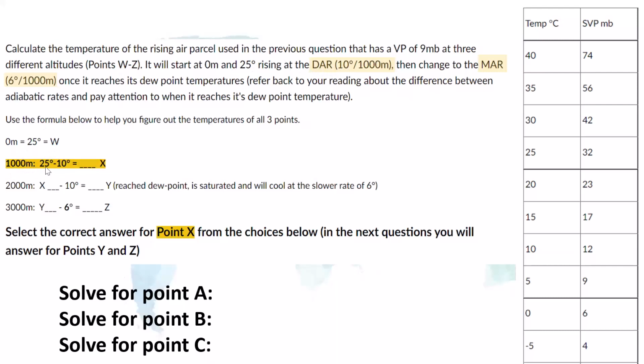I have plugged this in for you, and we know that point X, this should definitely say X through Z, but point X is going to be 25 degrees minus 10 degrees, and that is going to leave us with 15 degrees. So keeping in mind what our dew point, our saturated vapor pressure is, take a minute, pause the video now, and see if you can figure out what the other points are. Again, excuse me for this typo, but this should be points X, Y, and Z. Pause the video now.